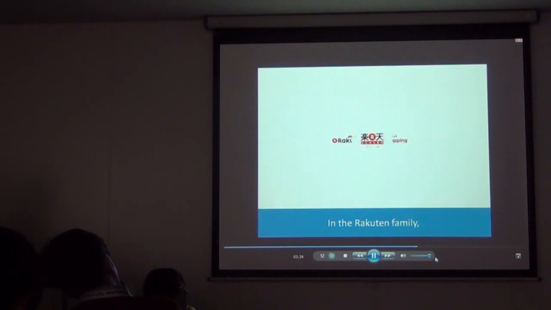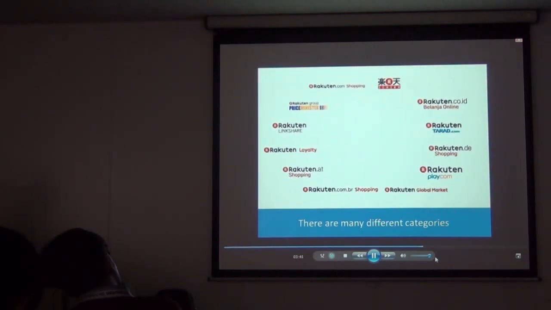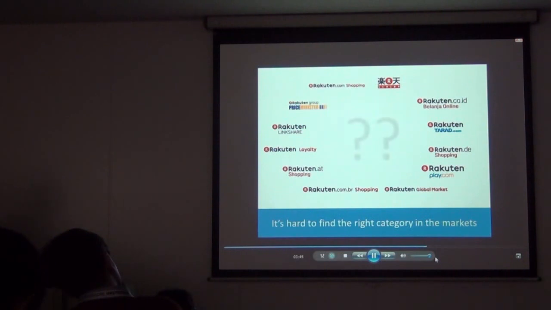Let's take an example to help explain this. In the Rakuten family, there are so many different categories. However, it is very hard to find the right category in the different markets because the category structures are different. Those categories were created based on different culture, different history, and by different people.